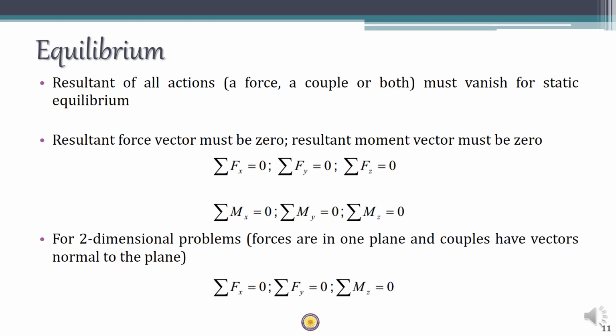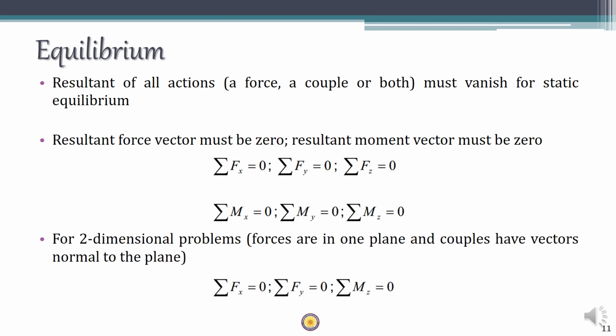In a similar line, in case of structural analysis, the equilibrium equation can be represented as: the resultant force vector must be 0 as well as the resultant moment vector must be 0. As we already know, there are three forces: force along x, force along y, and force along z. All these forces should be 0, and also the moment about x, moment about y, and moment about z should also be equal to 0.